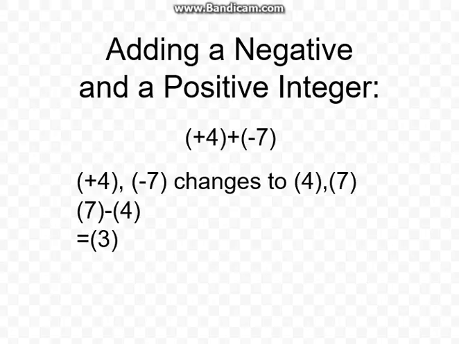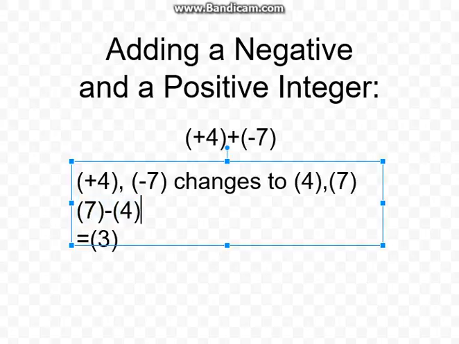Then you will subtract the number with the lowest absolute value, which is 4, from the number with the greatest absolute value, which is 7. Now the equation will look like this. 7 minus 4. And obviously that equals 3, right?